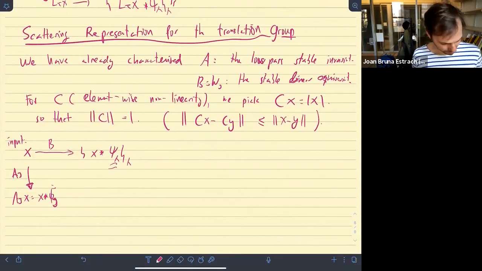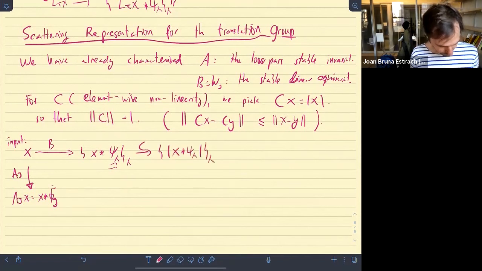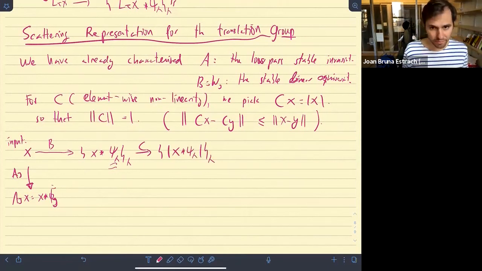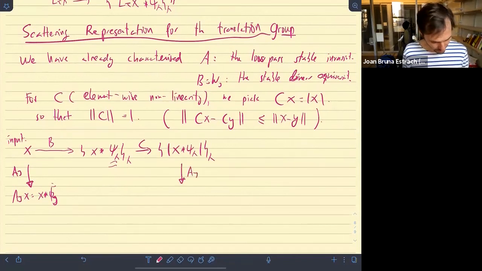Now what do we need to do? We have to apply C, which is the element-wise nonlinearity. Now we can produce again a new set of coefficients, an extra family of invariant coefficients, by applying A again. So here we have the family of new coefficients that are stable and invariant.